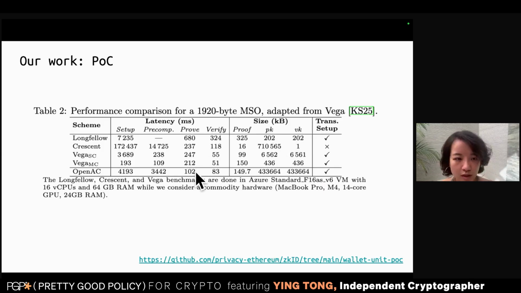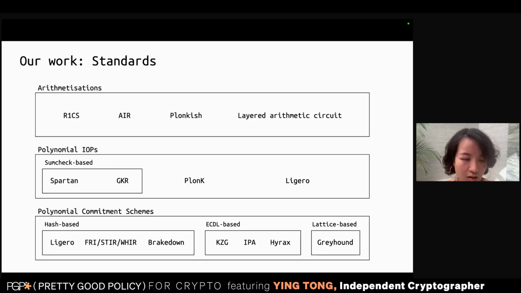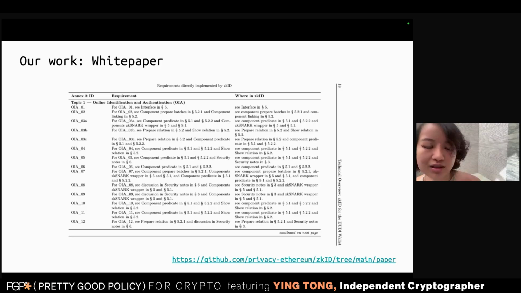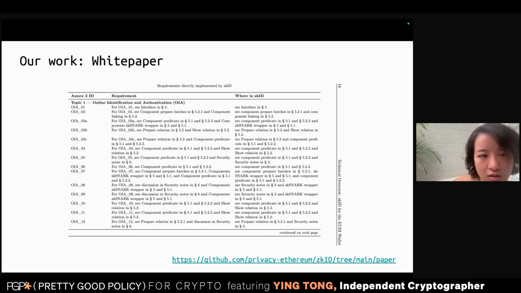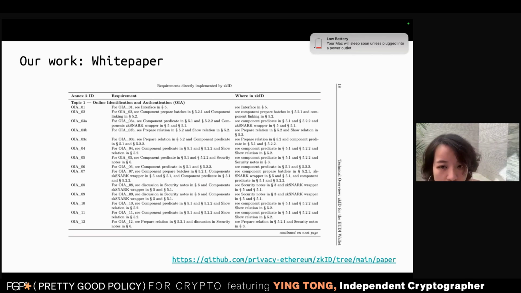So yeah, I think what's important for most of this work is dialogue with regulators, policymakers, and standards bodies. So here you can see a table mapping requirements in the EU Commission's high-level requirements for EU digital identity, mapping these requirements to the features and affordances in our OpenAC framework.